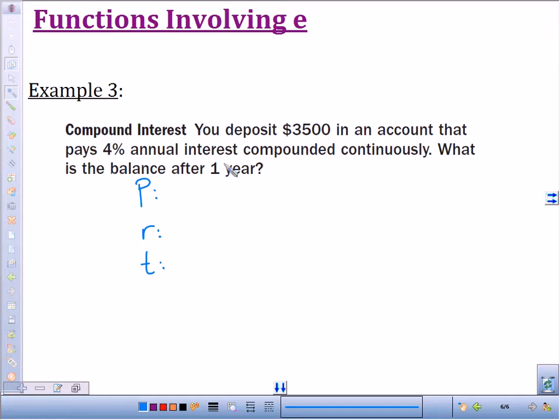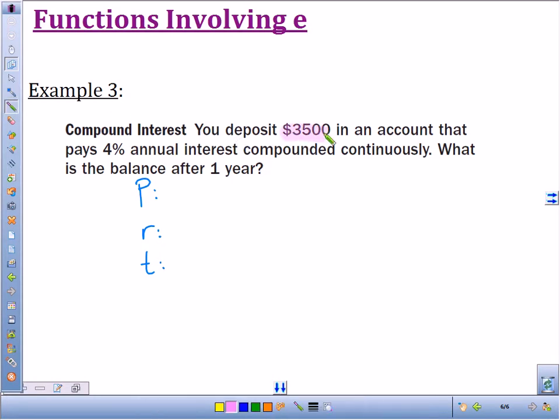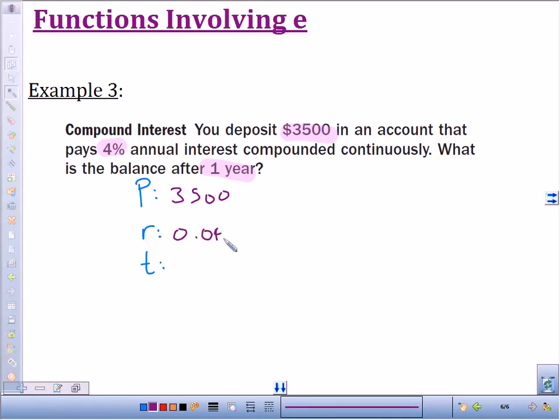And we need to pull those values out and use the formula. So let's look at this. Now, we deposit $3,500 into an account that pays 4% annual interest compounded continuously. What's the balance after 1 year? So we have values. We have principal of $3,500. We have the annual percent interest expressed as a decimal is 0.04. And we have T, the amount of years it's in the bank, is 1.